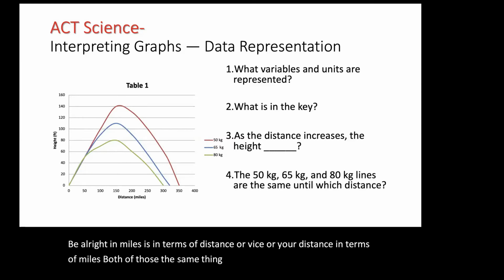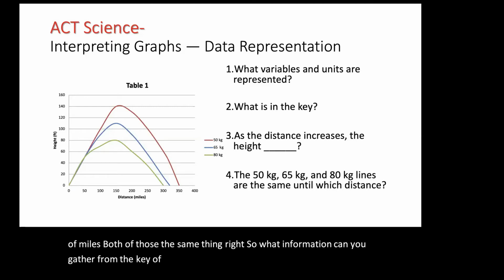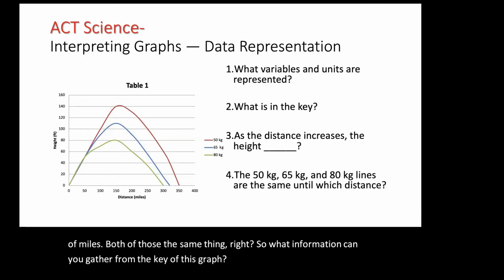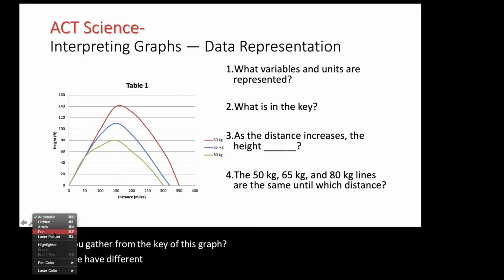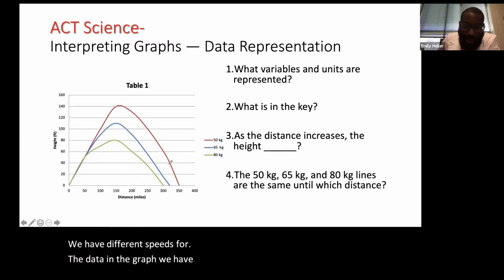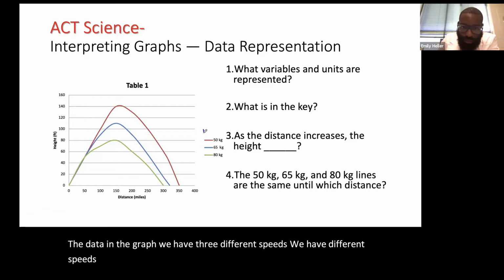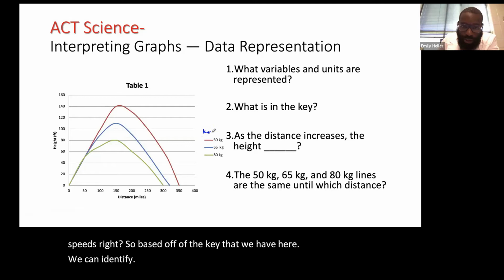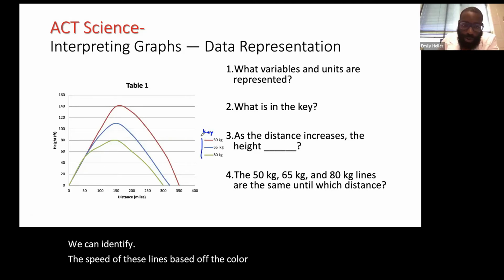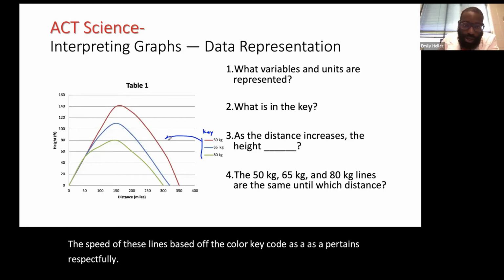So what information can you gather from the key of this graph? We have different speeds for the data in the graph. We have 3 different speeds. So based off of the key that we have here, we can identify the speed of each of these lines, based off the color key as it pertains respectively to the data.